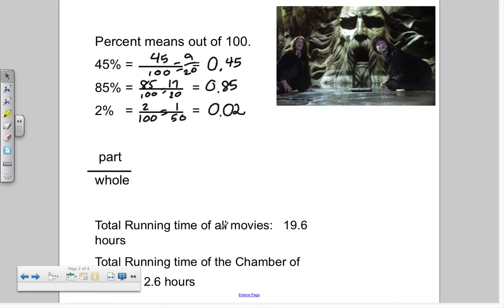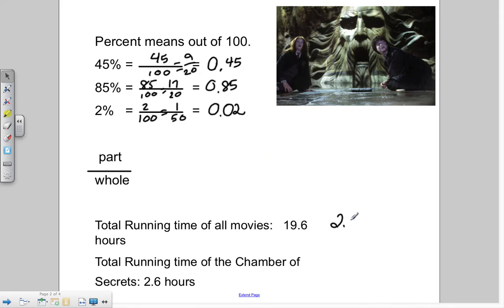We've got a total running time of all the Harry Potter movies, it was 19.6 hours. The total running time of Chamber of Secrets was 2.6 hours. So what's my part and what's my whole? Well, the part is 2.6. The whole is 19.6. And if I want to turn that into percent, I would do x over 100.